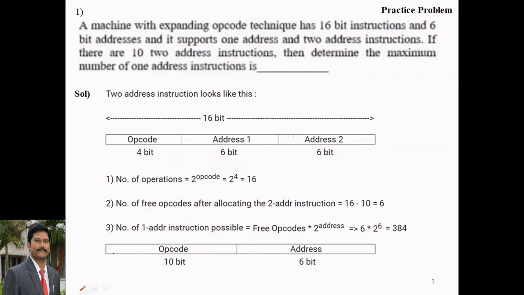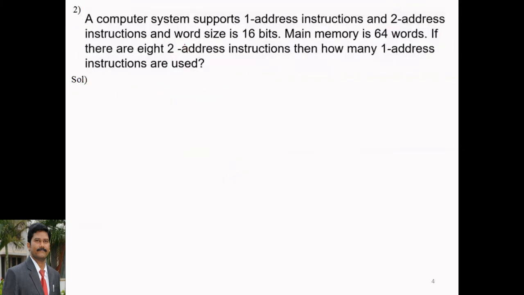Let us solve one more problem. A computer system supports one address and two address instructions, and the word size is 16-bit. As in the previous problem, it is also 16-bit word size, and it supports one address and two address. Now main memory is 64 words. That means what is the address bits if the memory is 64 words, okay, and each instruction size is 16 bits, right? Word means here it is 16 bits, right?